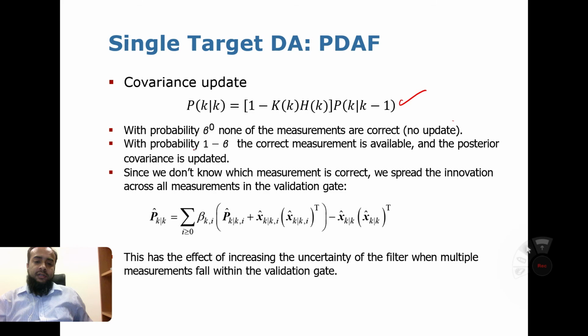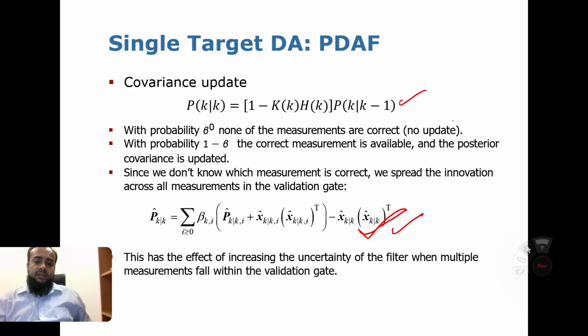With probability 1 minus beta, the correct measurements are available, and the posterior covariance is updated like this one. If there are measurements, then we should update the posterior covariance with this equation. Since we do not know which measurement is correct, we spread the innovation across all measurements in the validation gate like this one.